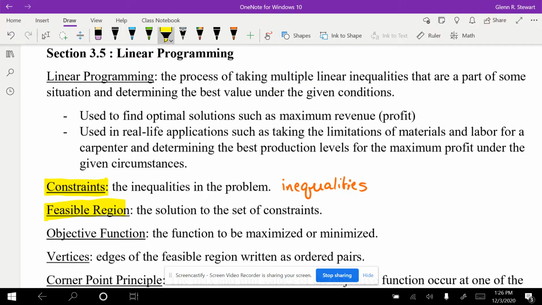There's also something called the feasible region. That is literally just the overlap for the shading. Your solution sets. Objective function is what we're maximizing or minimizing. This is the new thing for you. This is what we call the profit function. I'll show you what that looks like as well.